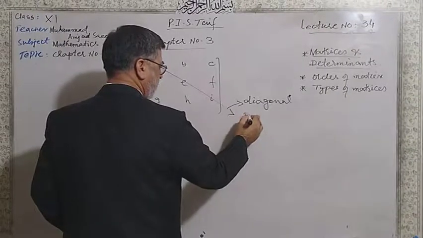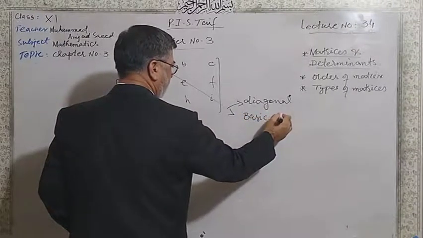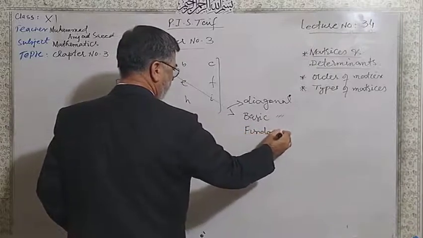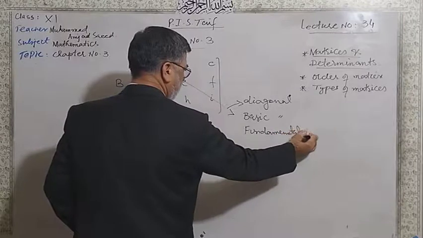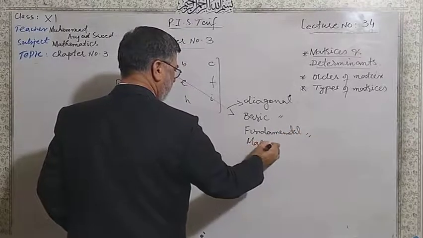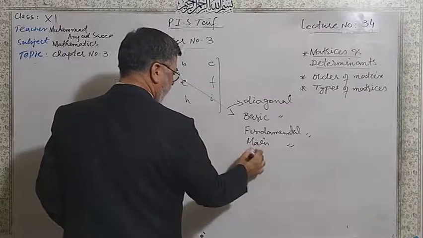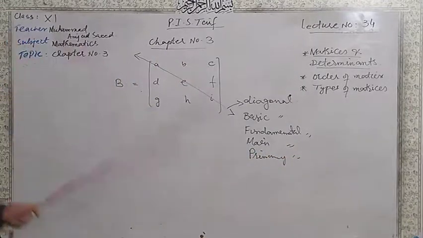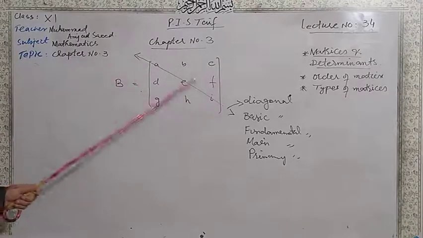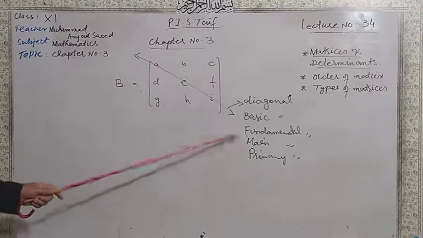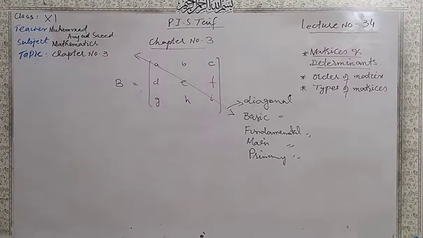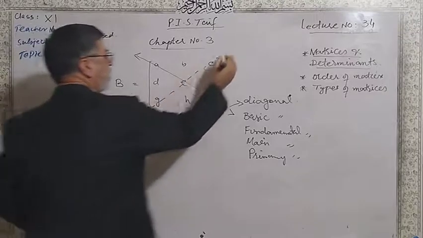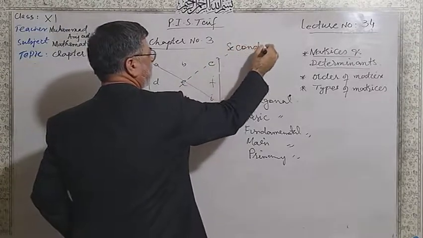This is the basic diagonal, fundamental diagonal, main diagonal, primary diagonal. This is known as the diagonal, which is known as main diagonal or primary diagonal or basic or fundamental diagonal. This is also a diagonal which is known as secondary diagonal.